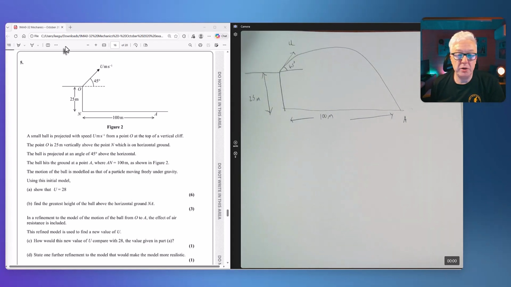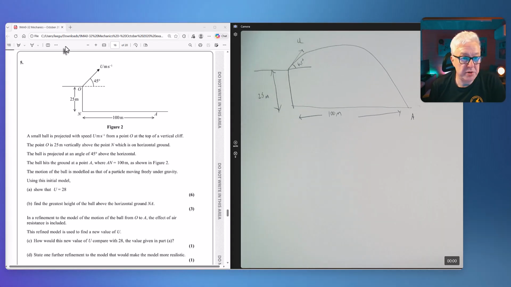Hello everyone, this is the final question on a paper and we've got a projectiles question.